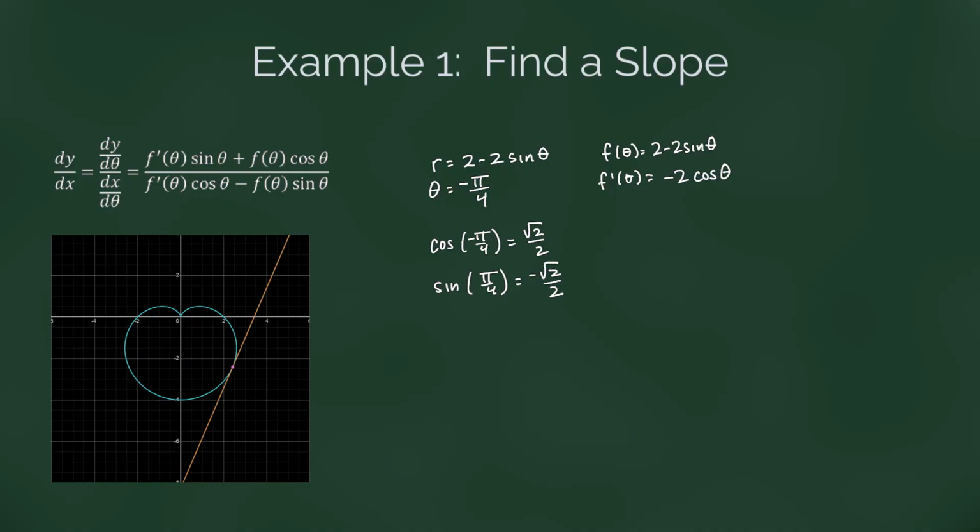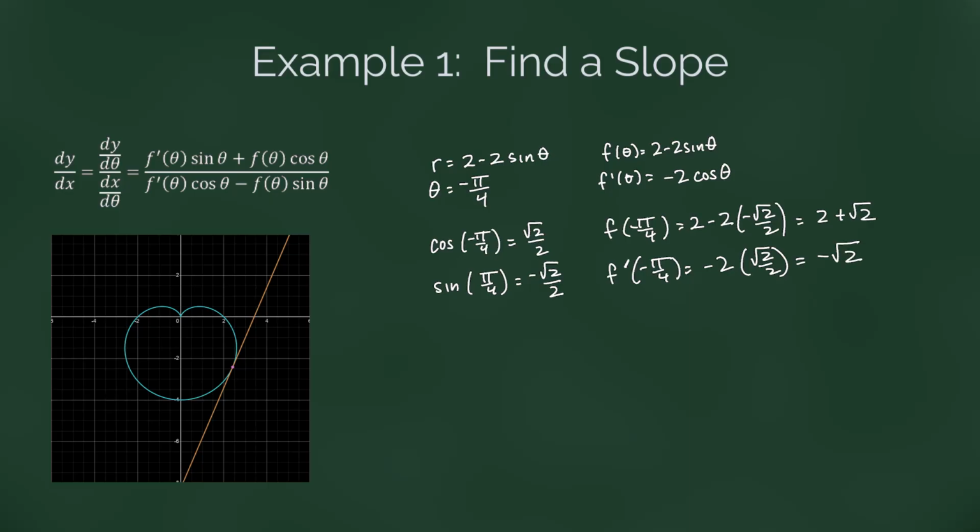So notice that f of negative pi over 4 is then 2 minus 2 times the sine of negative pi over 4, which is negative root 2 over 2, and when we multiply that out, we get 2 plus the square root of 2. f prime of negative pi over 4 is negative 2 times the cosine of negative pi over 4, which is root 2 over 2. So here we get negative square root of 2 as f prime of negative pi over 4.